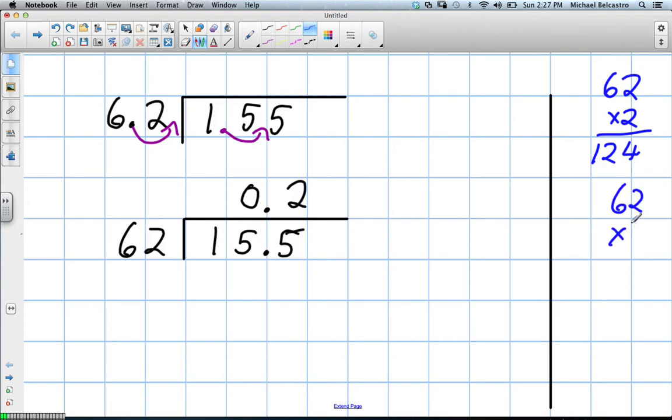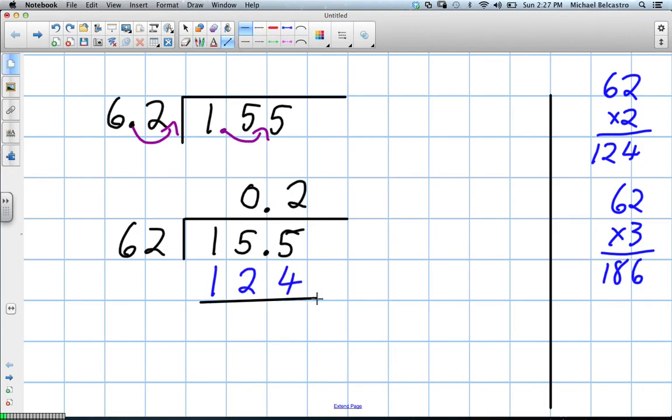The reason I write them here is because I can refer back to them as I go farther along. So what's 62 times 3? 3 times 2 is 6, yeah? 3 times 6? Good. Is that going to fit under 155? No, so we're working with 2. We put 124 underneath, right? Then what do I do with that? Subtract it. All right, I want you to talk me through this. So I subtract, what do I get? 1. That's it. 5 subtract 2. 3. Good.